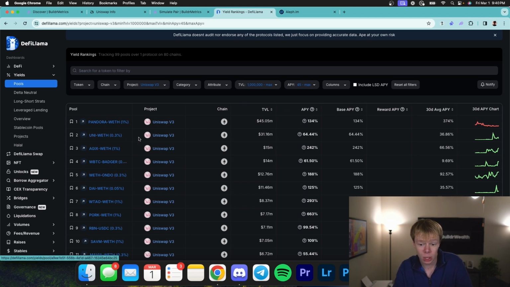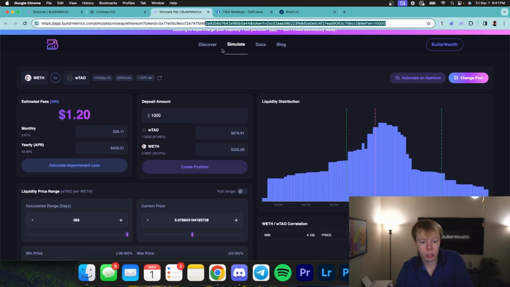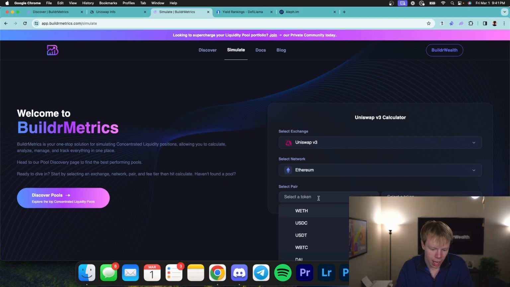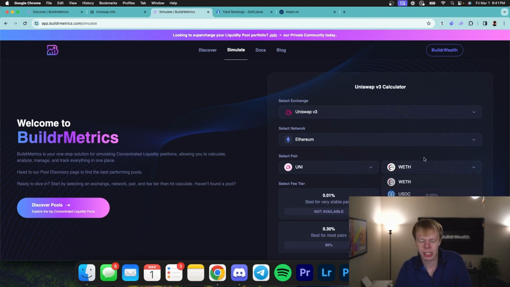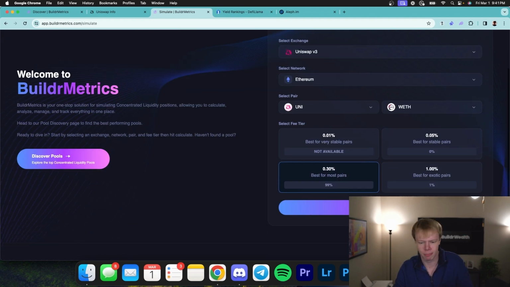Right here, I see Uni to Ethereum. This shows $31 million in TVL, 64% APY, not too bad, and 36% average APY. What I'm going to do is bring this over to Builder Metrics, and the reason why is because I want to determine what actual return I'm going to get, because again, that's just an estimate based on a range that has plus 30%, minus 30%.